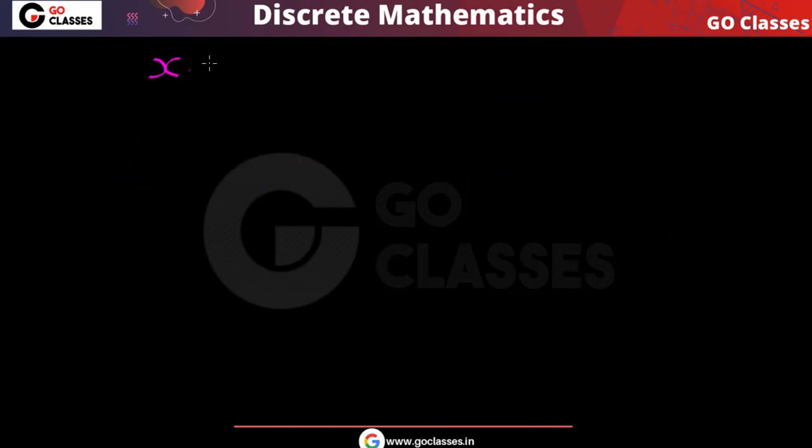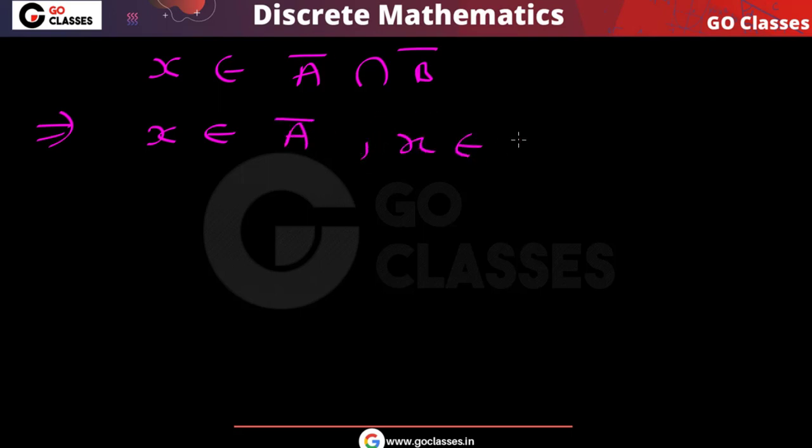So if x belongs to A complement intersection B complement, then what can I say? Then x is common in A complement and B complement. x is in A complement, it means x does not belong to A.